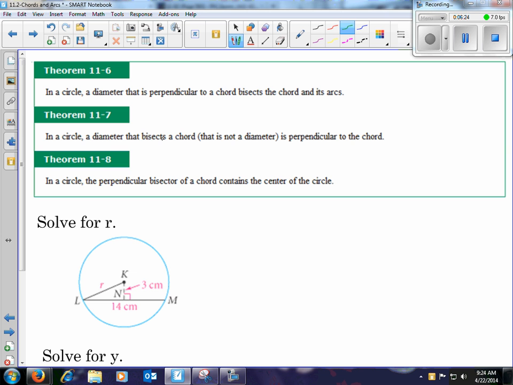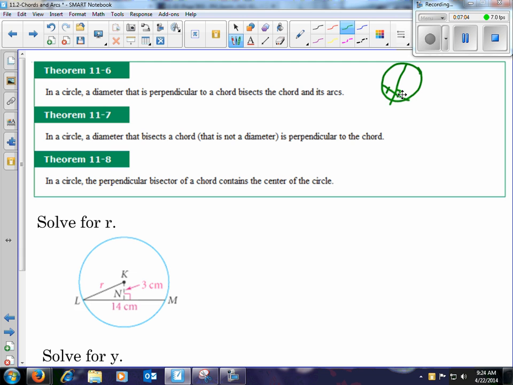All right, our last set of theorems. One of our theorems says, in a circle, a diameter perpendicular to a chord bisects the chord and its arc. So what that's saying is if I have a circle, like so, it's saying that if the diameter is perpendicular to a chord. So here's my diameter, here's my chord, and if it's perpendicular, that means that the diameter bisects the chord and the arc.